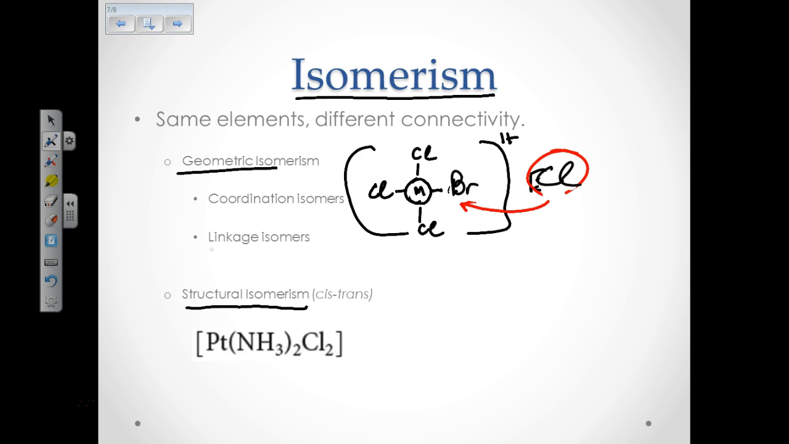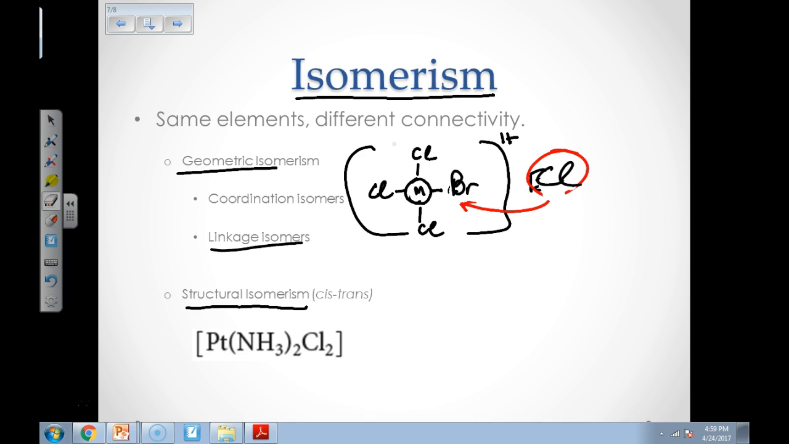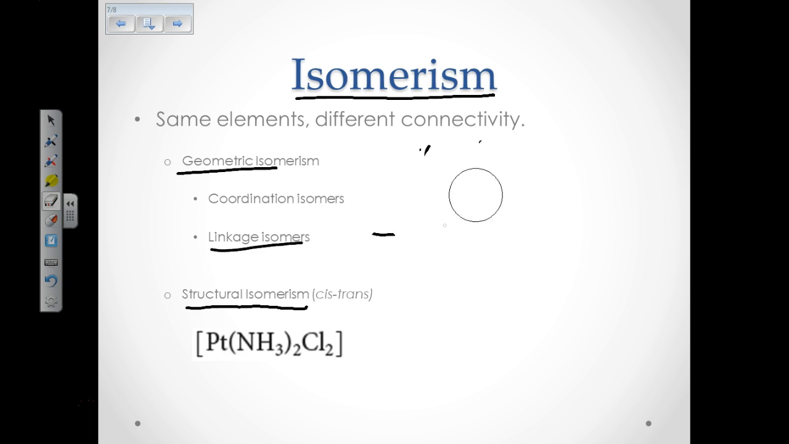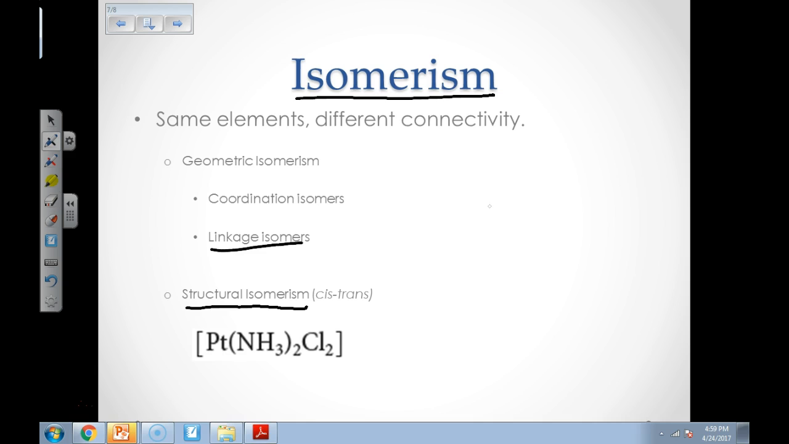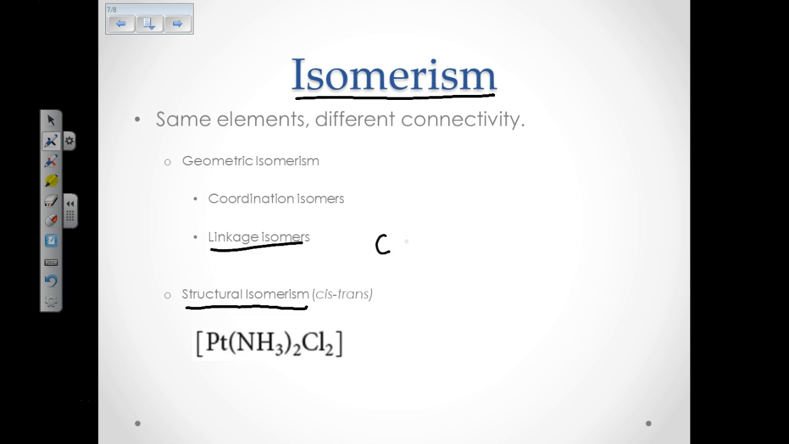Now, linkage isomers are kind of interesting because there's some ligands that are long, chainy looking things. Okay? And when I say chainy looking things, I don't mean like Dick Cheney, the vice president of the United States back in the day. I just mean long, chainy looking ligands. And so one of the common examples is thiocyanado, which is CNS.